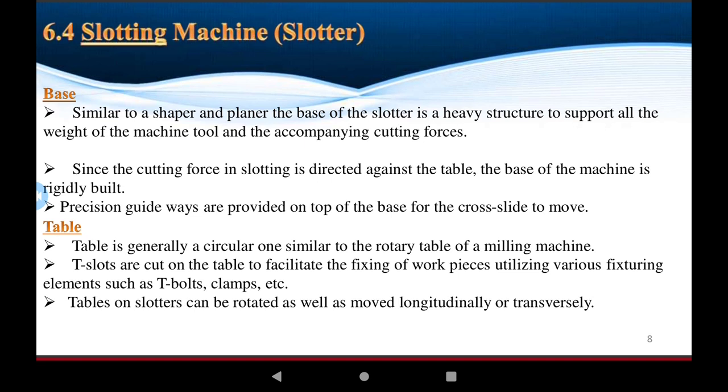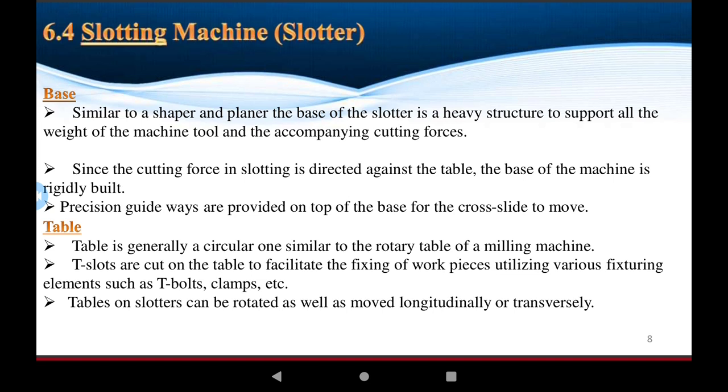Okay, some mechanisms are used in the machines, the rapid forces and the tools perform. Okay, it supports all the weight of the machine tool and accompanies the cutting forces, since the cutting force in slotting is directed against the table.